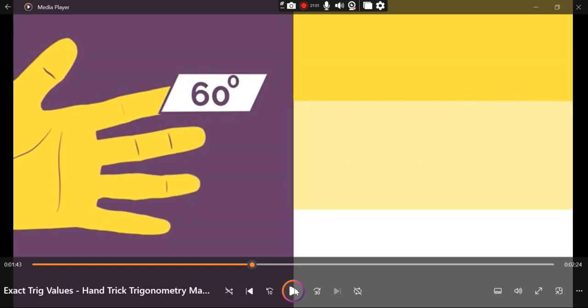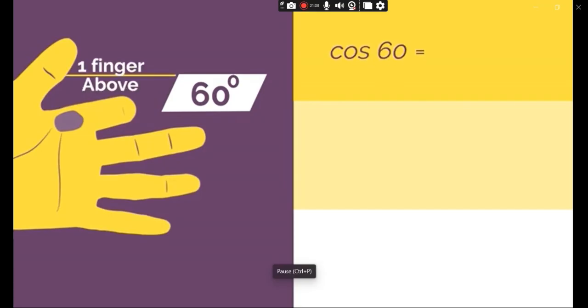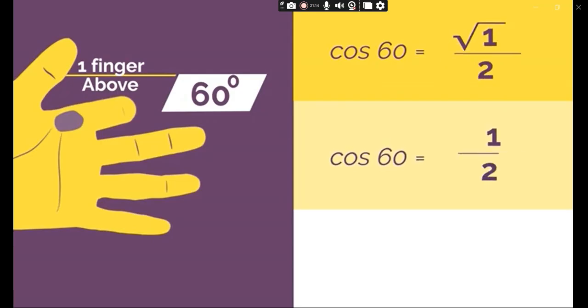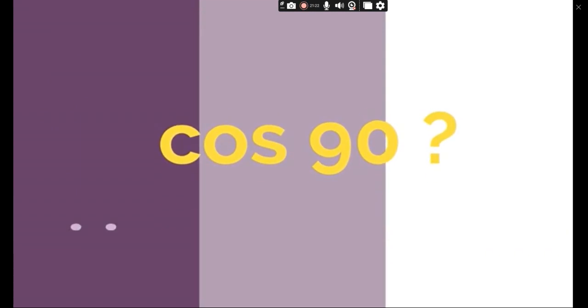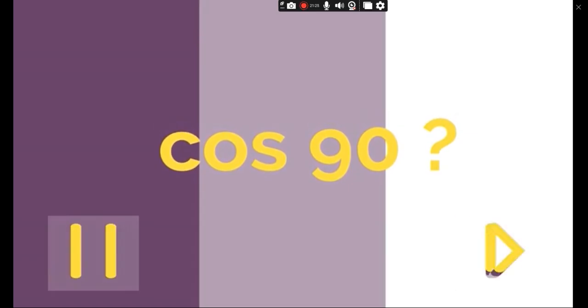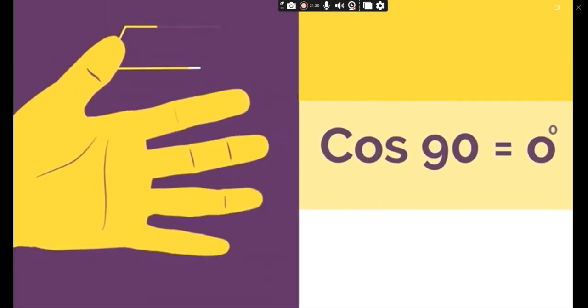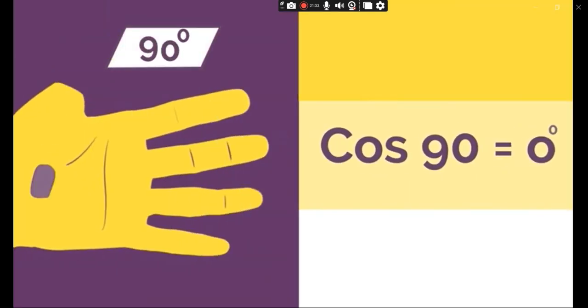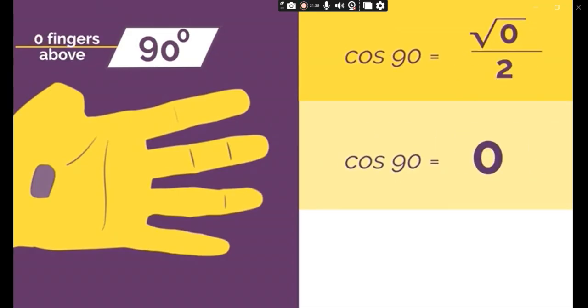Okay, so for cosine, what was the rule? Bend down your 60 finger and count the fingers above. So the cos 60 is square root 1 divided by 2, which simplifies to a half. What would cos 90 be? Work out the answer. How many fingers above? 0 above, right? Did you get 0? Bend down your 90-degree thumb, and there are no fingers above. So root 0 divided by 2 is 0.